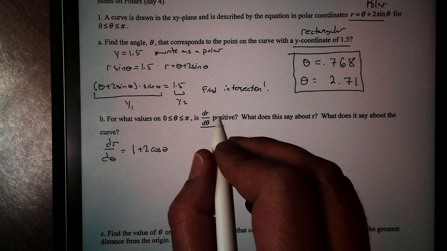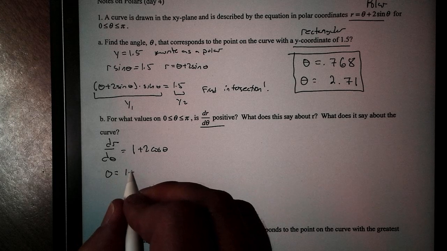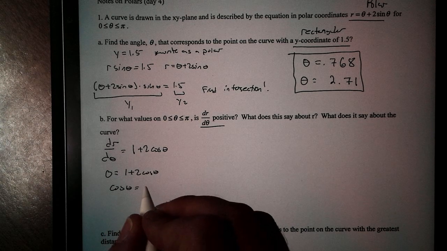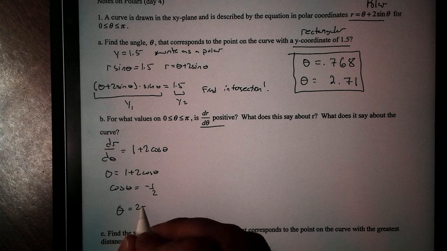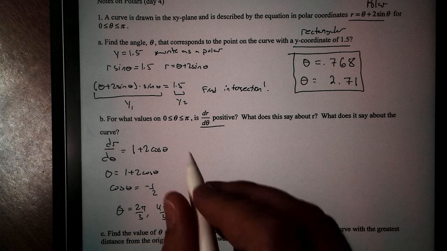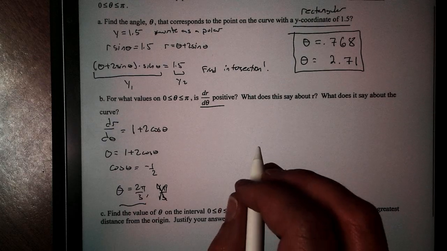Set this equal to 0 because this is my sine chart, so I'm looking for my critical numbers. 1 plus 2 cosine theta, so cosine of theta equals negative a half. Theta is equal to 2 pi over 3 and 4 pi over 3. 4 pi over 3 is out of my domain, so there's my only critical number.